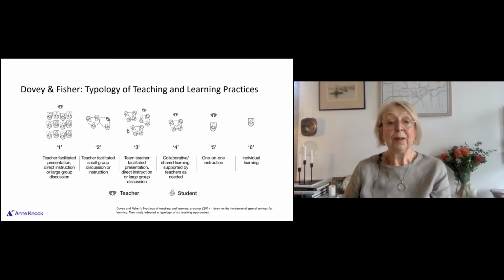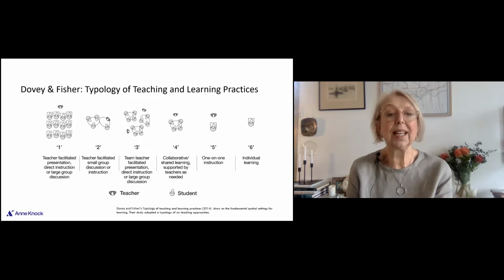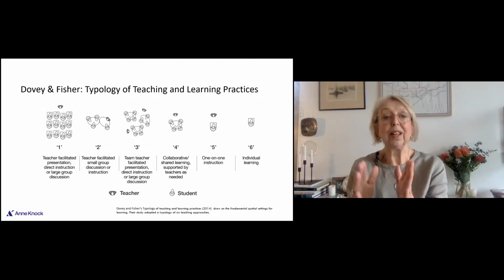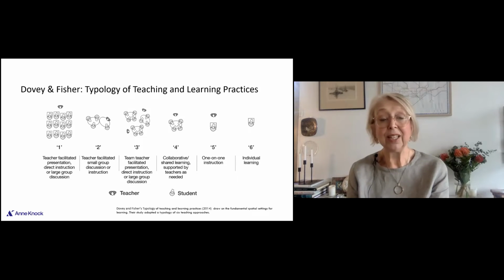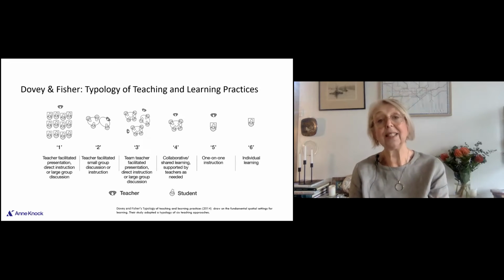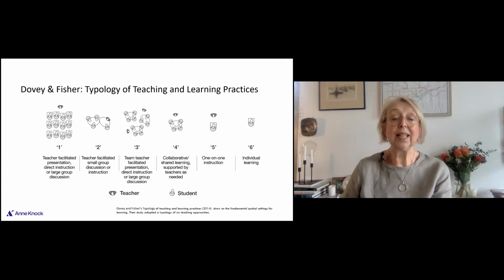You can see that the first 2 are teacher facilitated, so either one to many or one to a small group. The first 2, I should say, are teacher facilitated, where it's one to many. But the 3 and 4 are more about where it's a team teacher facilitator. So multiple teachers are there, teachers are working together, and they take on different roles. 5 is a one-on-one instruction, and 6 is where students are working independently.